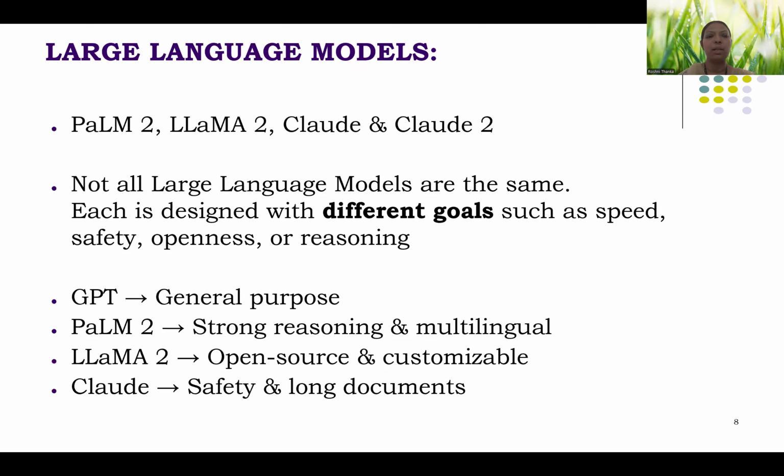Here I have listed four LLMs, starting with GPT. To say it shortly, you can go for the GPT model whenever you want a general purpose answer. You can go for PaLM whenever you want strong reasoning, correct factual information, and mathematical calculations. In all those cases, you can go for PaLM.